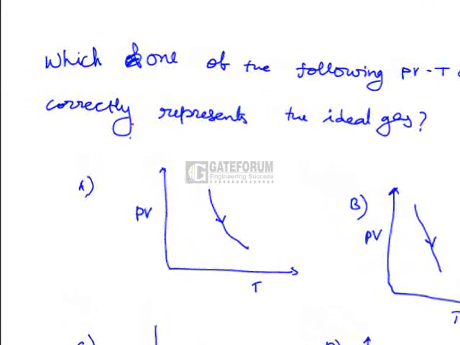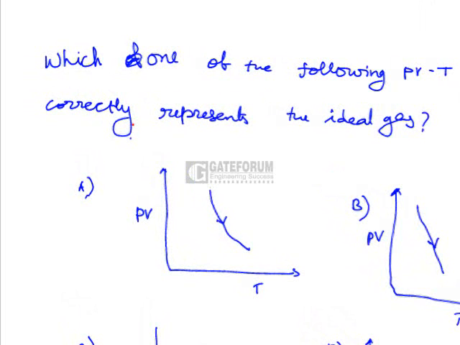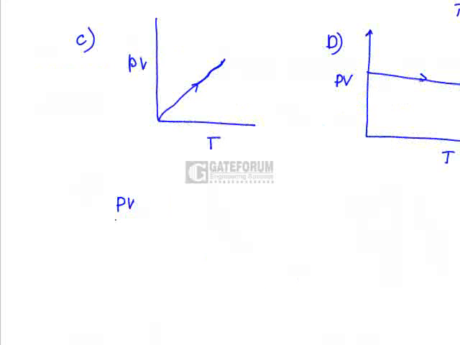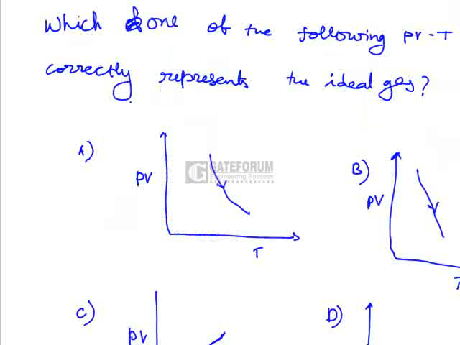Which one of the following PVT diagrams correctly represents the ideal gas? So here on the y coordinate it is taken as PV, and T is represented on the x coordinate. So for an ideal gas, PV by T is equal to constant, isn't it? In the given diagram, in A it is a curve and PV by T is not equal to constant, and here it is a curve, but PV is not directly proportional to T, and here PV is directly proportional to T, and it is constant.